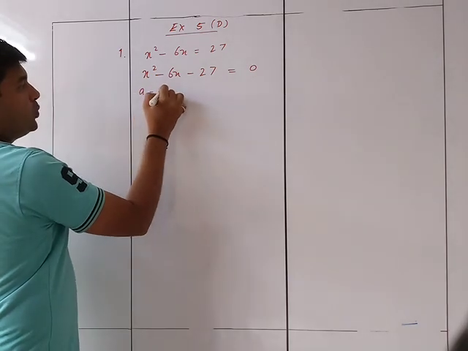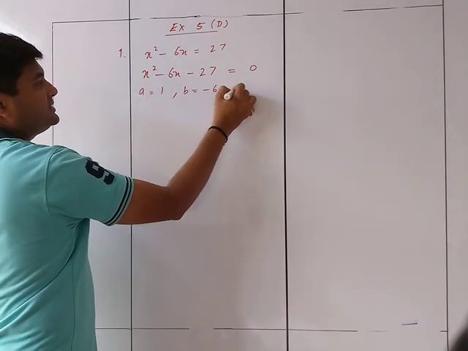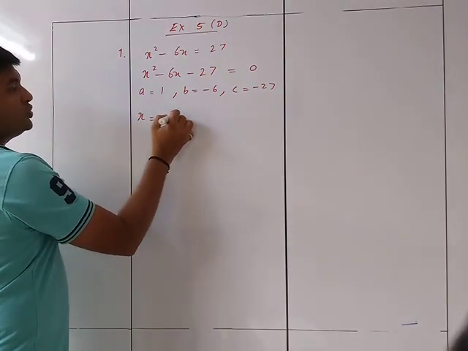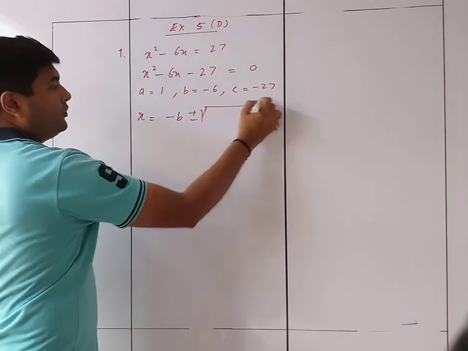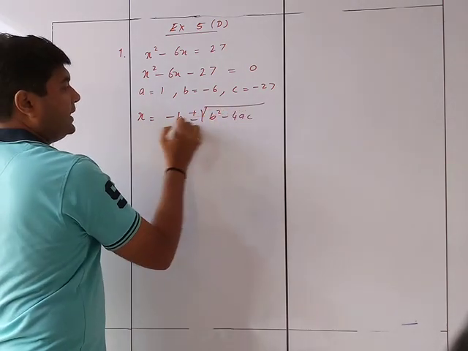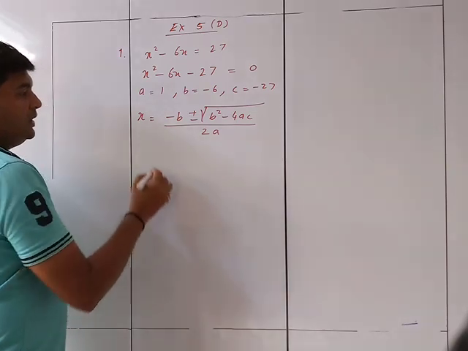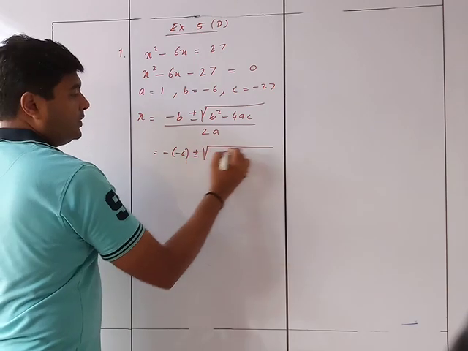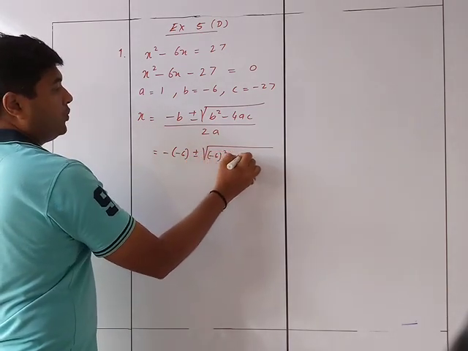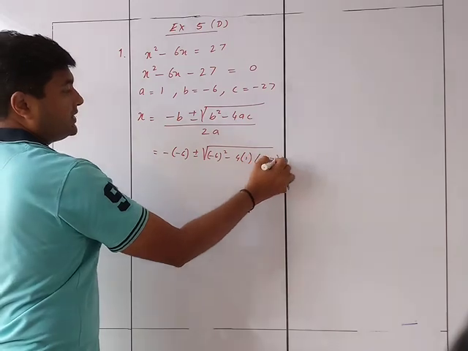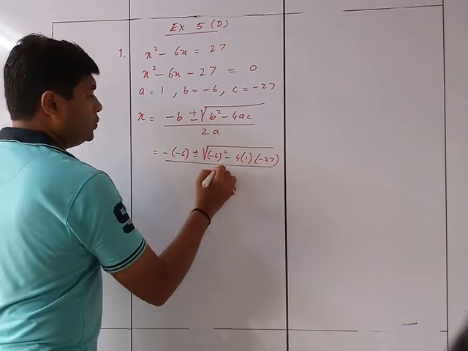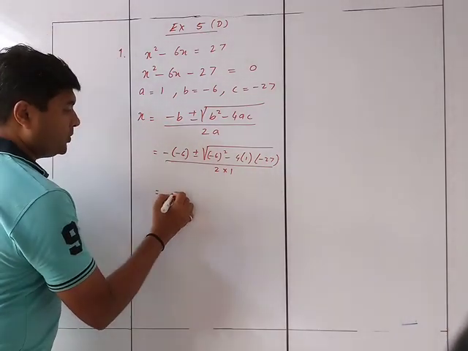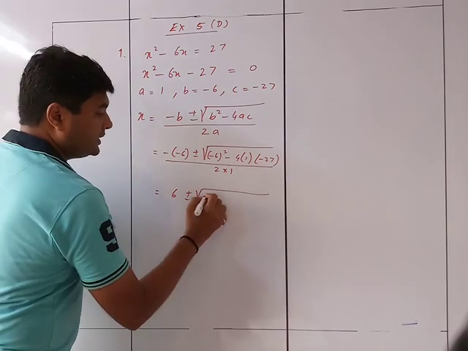So a becomes 1, b becomes minus 6, and c becomes minus 27. Accordingly, in the formula, x is equals to minus b plus or minus root of b square minus 4ac upon 2a. That's the formula. Accordingly, we have over here minus of minus 6 plus or minus root of minus 6 the whole square minus 4 into 1 into minus 27 upon 2 into 1. Okay, that's it. So here it is going to be 6 plus or minus root of 36.